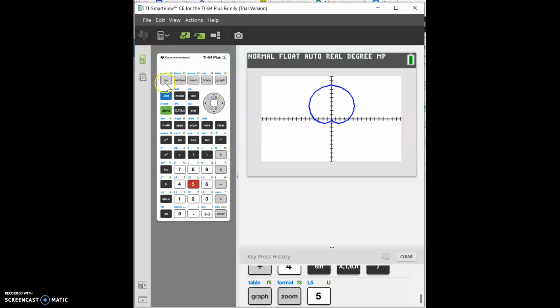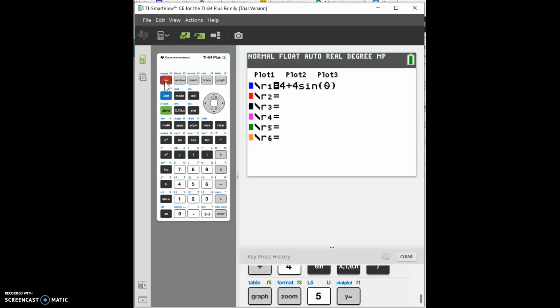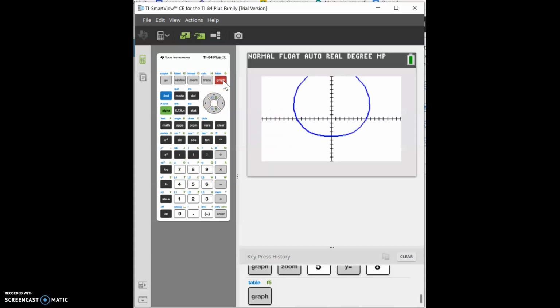If you'd like to play around with it, you can go back to the y equals. You can mess around with the 4 and change it to something larger. Hit graph, see what happens. Well, it doesn't look like much of a heart anymore. It looks more like a flat circle. We've run out of space on the top. Our y-axis is not tall enough.